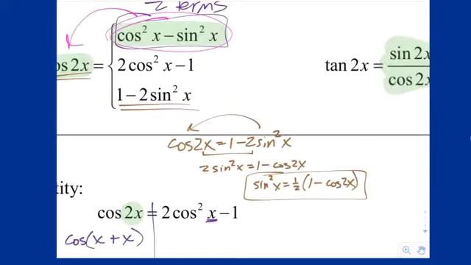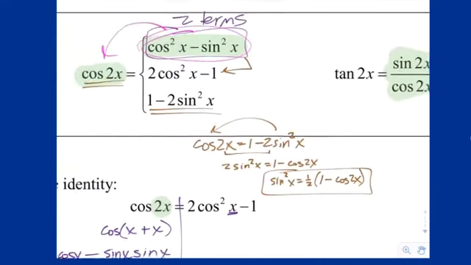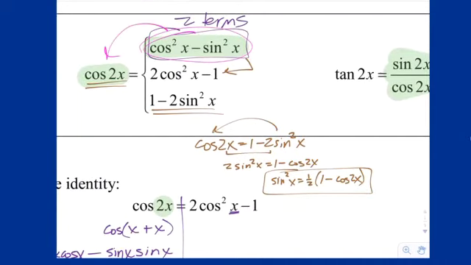And you could do something very similar for the cosine. So really, the power reducing identities are nothing more than the double angle identity for cosine solved for either sine squared or cosine squared. And remember, the double angle identity for cosine really came from the composite identity for cosine.